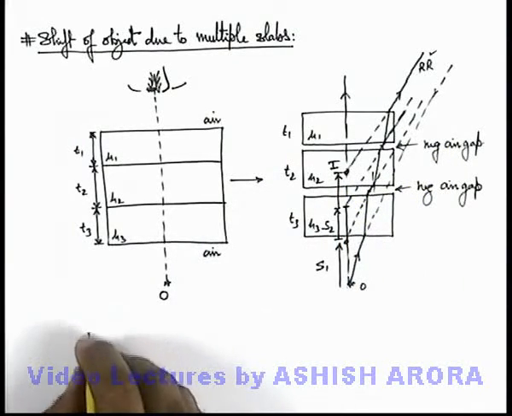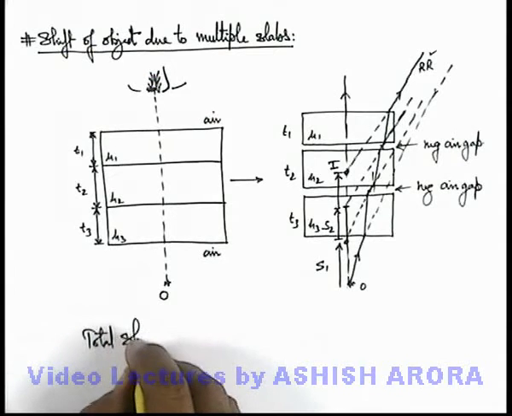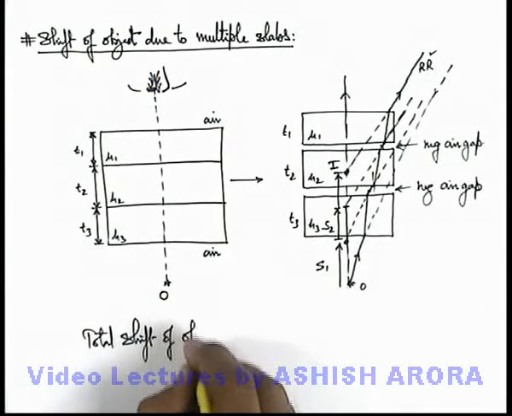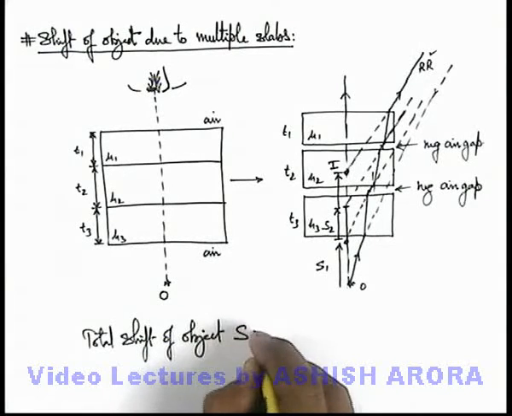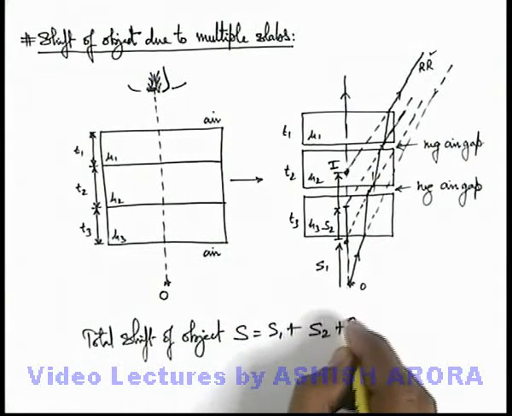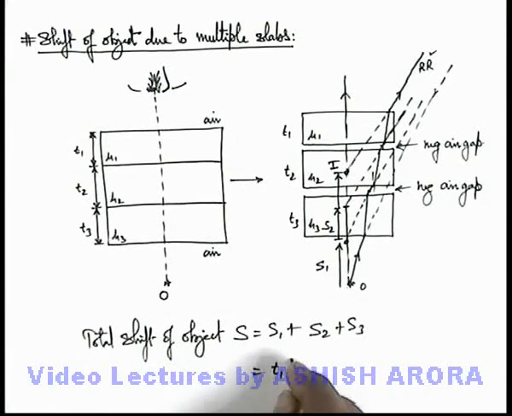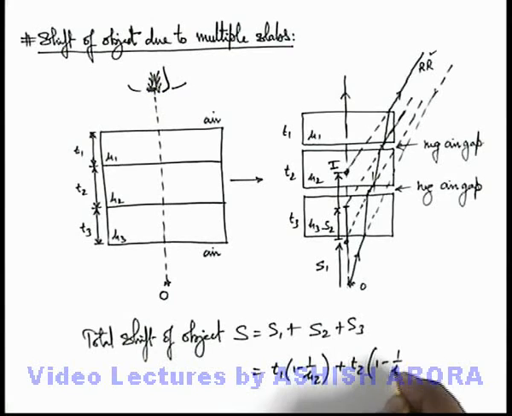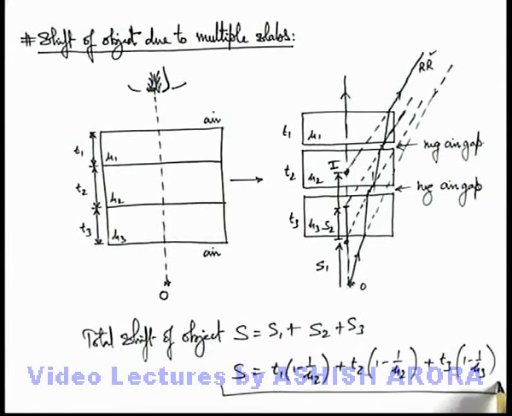So here we can find out the total shift of object by all the slabs will be equal to S1 plus S2 plus S3, and this can be written as T1 (1 minus 1 by mu1) plus T2 (1 minus 1 by mu2) plus T3 (1 minus 1 by mu3), and even if more slabs are there, total shift can be given by the addition of all the individual shifts produced by the independent slabs considered individually.